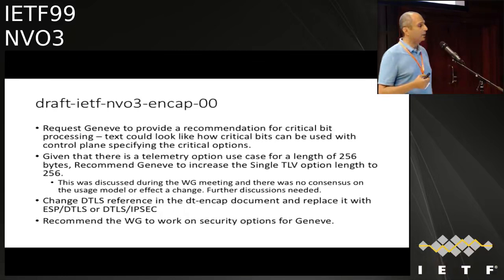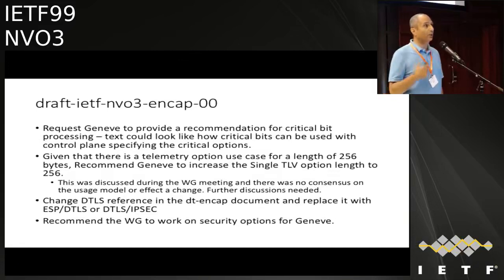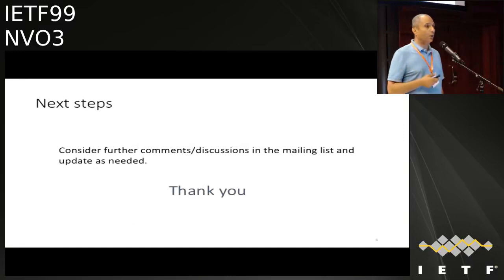We finally made a couple of changes here. We changed the DTLS reference in the encap document, replacing it with IPsec and DTLS. So not only mentioning that DTLS is the only way of providing security, protection, and integrity here. IPsec, ESP, and AH can be used too. And we finally recommended, of course, that the working group work more on security options for Geneve and how those can be addressed. So I think with that, those are the changes we made in the working group document, the IETF NVO3 encap document.